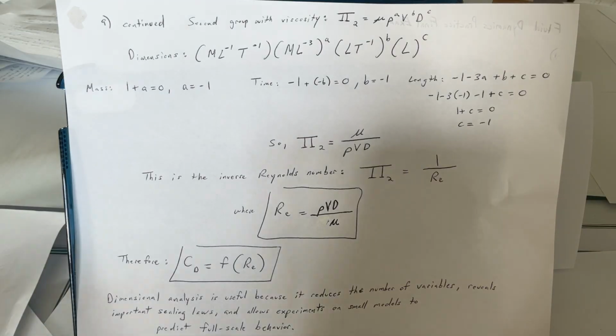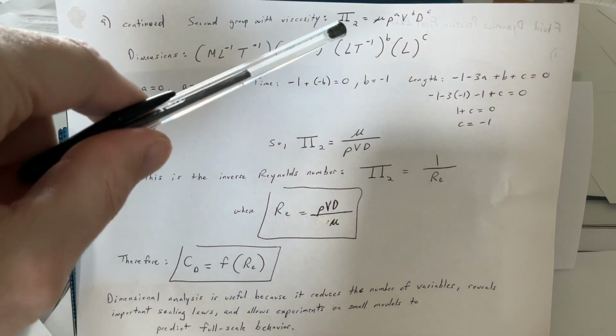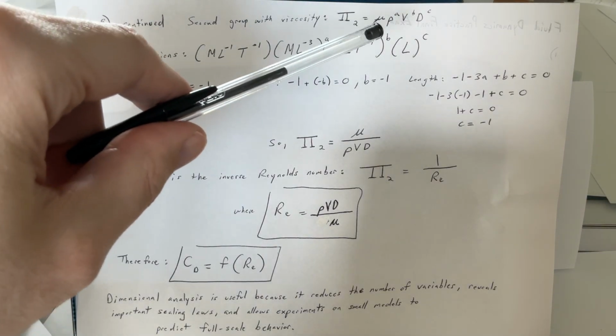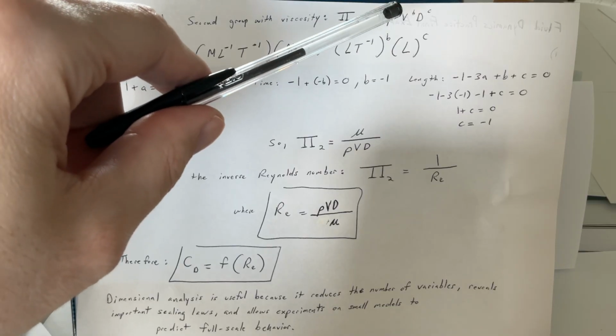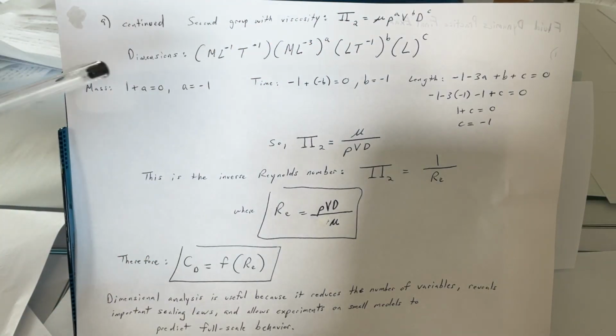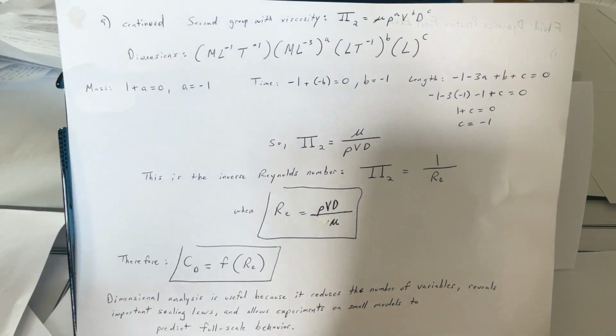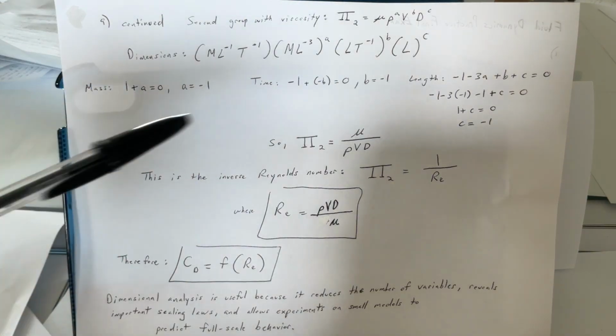Okay, so continued now. The second group with viscosity, this mu, with rho to the a, v to the b, d to the c. Our dimensions will be ML^-1 T^-1 times (ML^-3)^a times (LT^-1)^b times L^c. We set up our systems of equations for mass, time, and length.